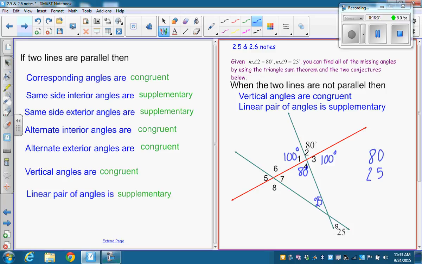Triangle sum theorem, right? So this adds to 105. So 7 has to be 75. So 6 is 105. That's an example of how you use some of the theorems you already know. Is the triangle sum theorem just the total measure of all the angles in a triangle? They sum to 180. Right.